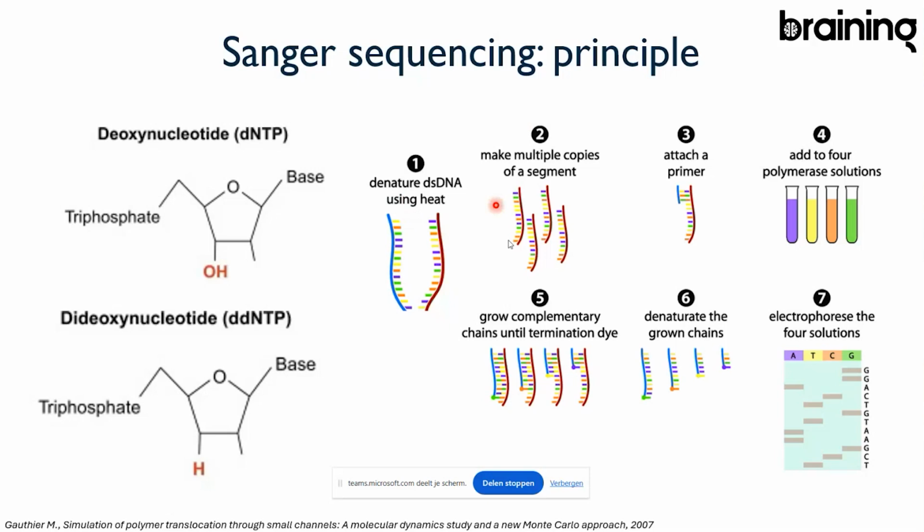If you want, you can make multiple copies to make the reaction more efficient. So that's a classic PCR. However, to perform the sequencing itself, you're going to add to the reaction not only deoxynucleotides, but also dideoxynucleotides. And as I told you before, this hydroxyl group is very important for the DNA polymerase to add the next base. However, if you use a dideoxynucleotide, this hydroxyl group is not present, so the reaction will be terminated.